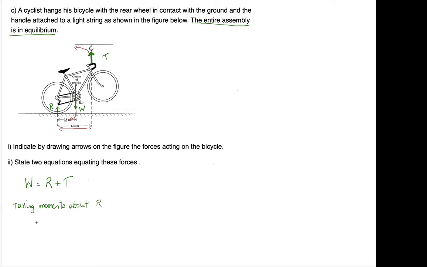Okay, so taking moments about R, we can write that the sum of the clockwise moments is equal to the sum of the anti-clockwise moments. The clockwise moment is created by the weight, so we can write that W times 0.8 is equal to T times 1.75. And those are our two equations.